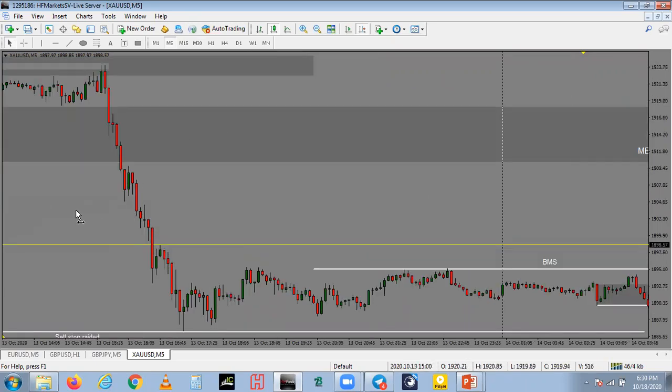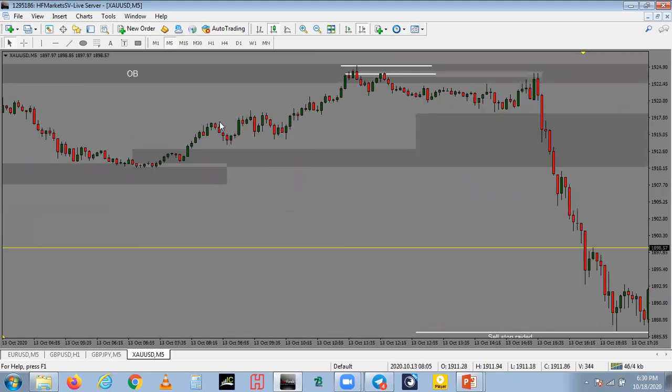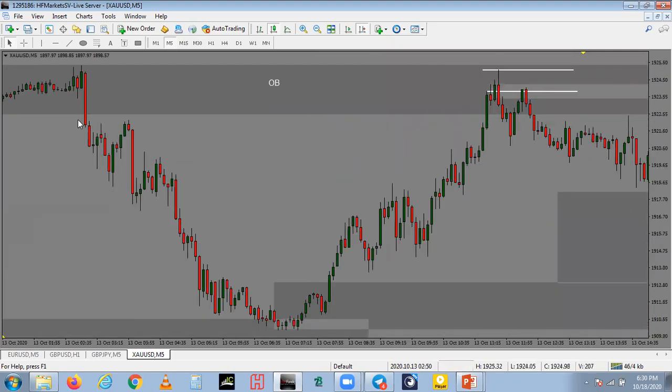So the opposite is sell limits. Let's look for an example. Okay, you see this market is selling. So the market has been selling here.